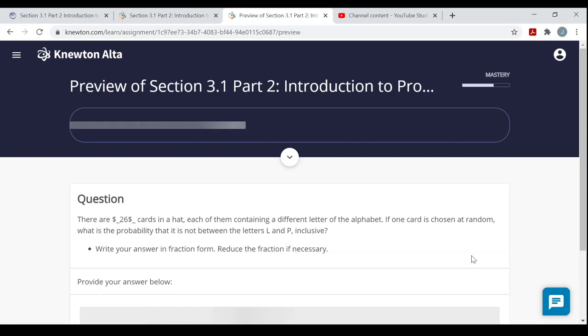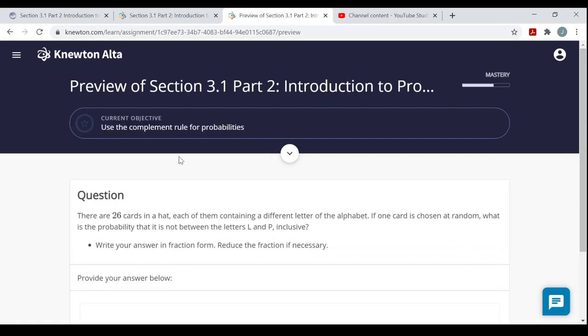And then the final objective is use what's called the complement rule for probabilities. All right, so new objective. Now you've seen the word complement before in section 3.1 part 1. Remember, the complement of an event was not that event, right? And so if an event was called A, remember the complement of the event was called A prime. It had an apostrophe on it.